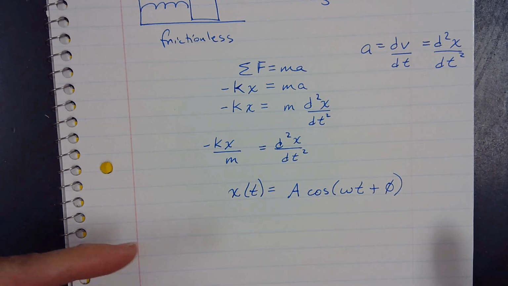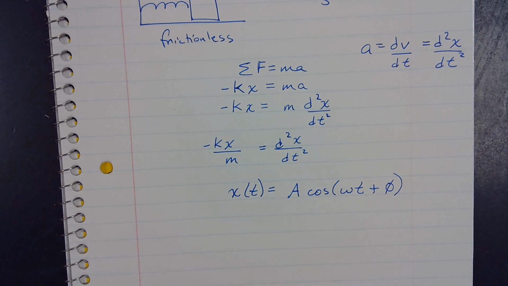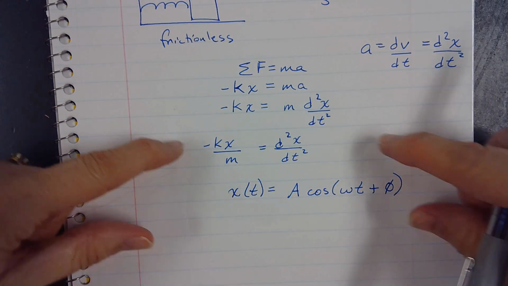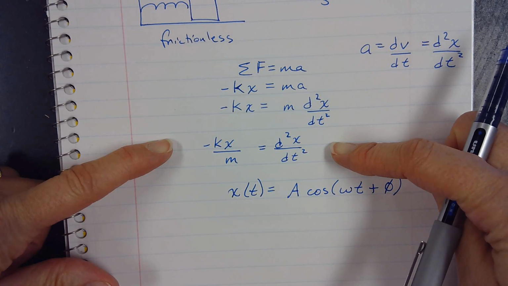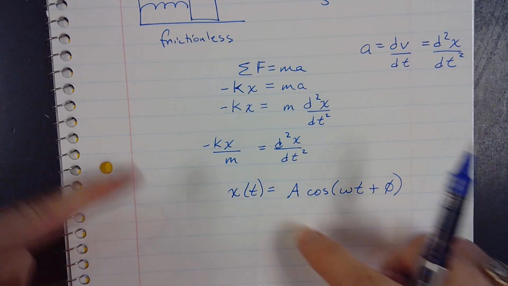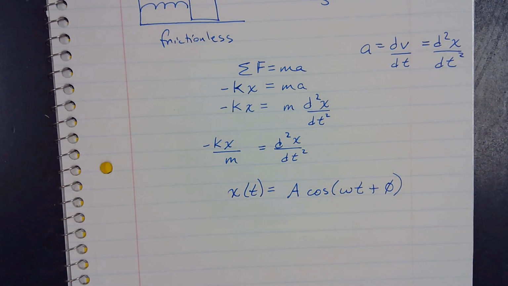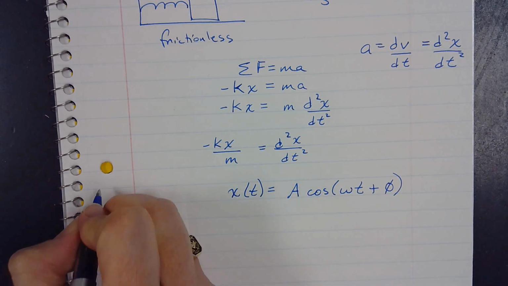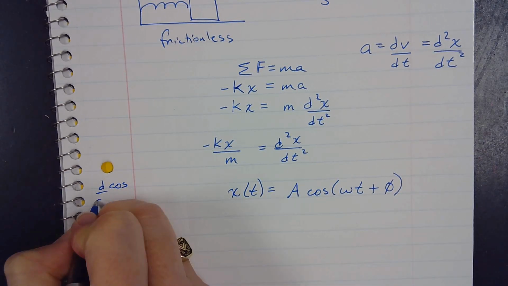It is possible that it solves this equation, but notice there's not a matchup right now. So before we go too much farther, those of you who are in calculus, have you done derivatives of trig functions yet? You have? Okay. So even though we're going to start from cosine, what's the derivative of cosine?